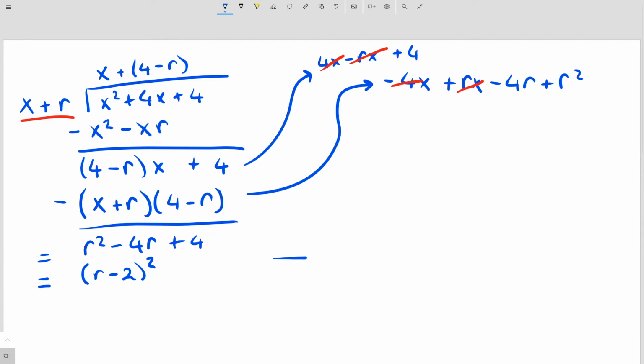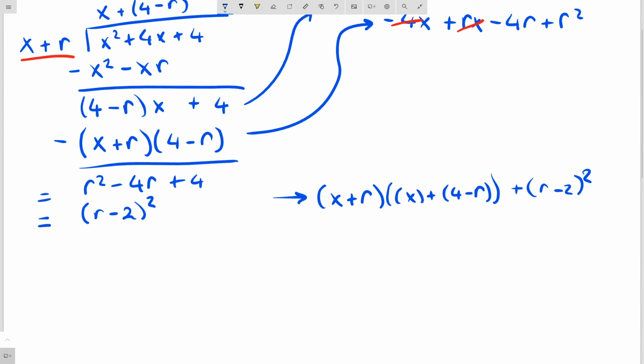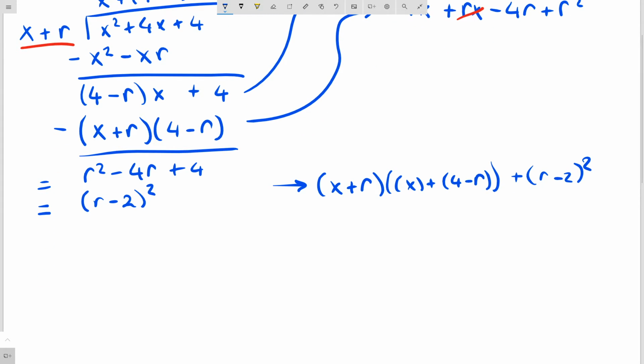And so we can actually go ahead and write this as x plus r multiplied by x plus 4 minus r, and we add r minus 2 squared. That is our polynomial sort of factored into its factorized sort of form when we're dividing by x plus r.